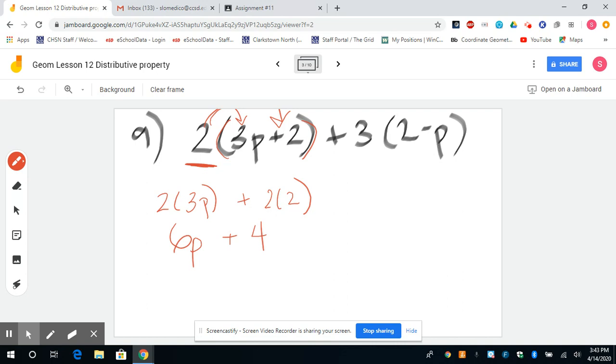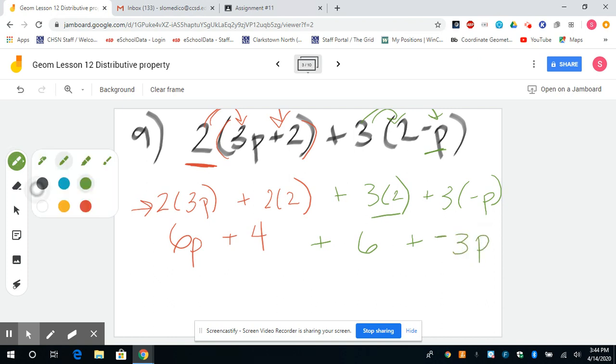And I'm just showing you the work. You don't have to show me this work, but this is like the longer version of me showing you distributive property. Then we're doing another part. This is just the 3 to these inside parts. So 3 times 2. We can do plus 3 times, careful, negative p. Right, there's a negative p there. So we have plus, this is going to be 6, plus negative 3p. Or you can do minus 3p, whatever you want to do.